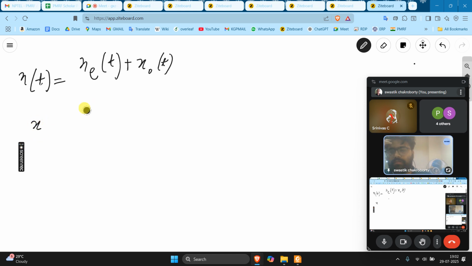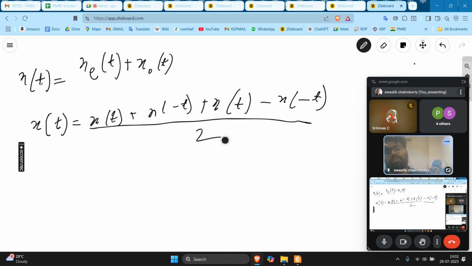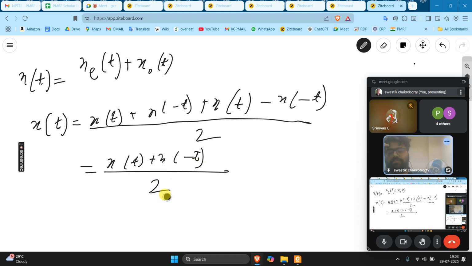Okay, so what we can do is we will write x(t) as [x(t) plus x(minus t)] plus [x(t) minus x(minus t)], and just to normalize, whole divided by 2. We can write like this. Now, what is this part? This part is basically the definition of an even part of the signal. This is x_e(t). And what is this part? This part is by definition the odd part of the signal.